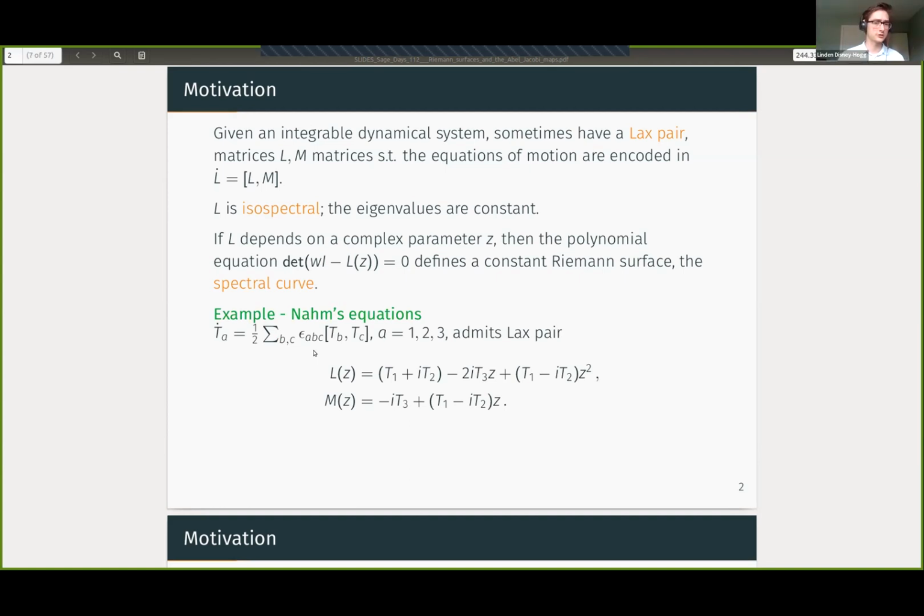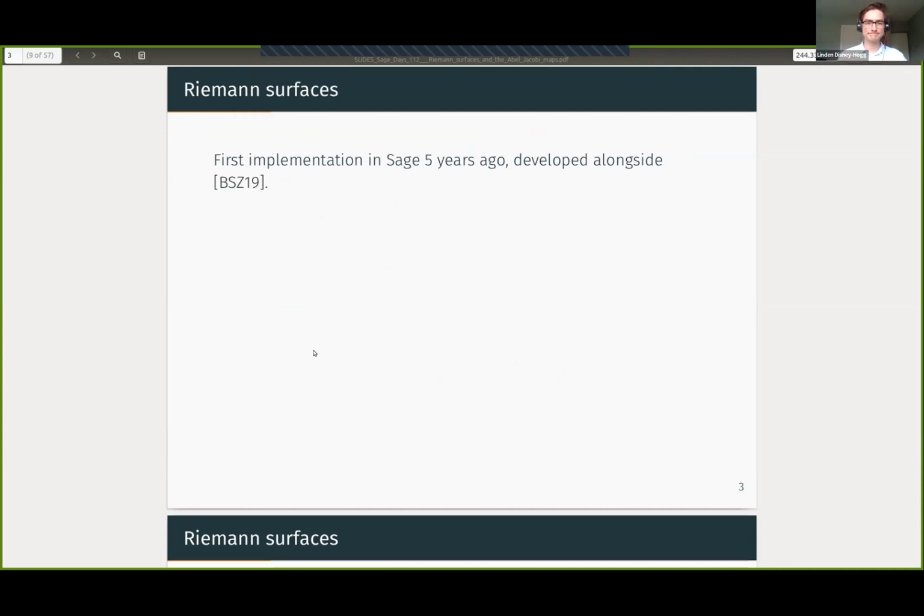Here's an example that's relevant to the work that I do. It's in Nahm's equations, and they have this particular Lax pair. The function theory of this Riemann surface can often be used to actually reconstruct solutions to the dynamical system. That might be why you want to start looking at Riemann surfaces associated to dynamical systems and do function theory on Riemann surfaces, which is really where we're headed here.